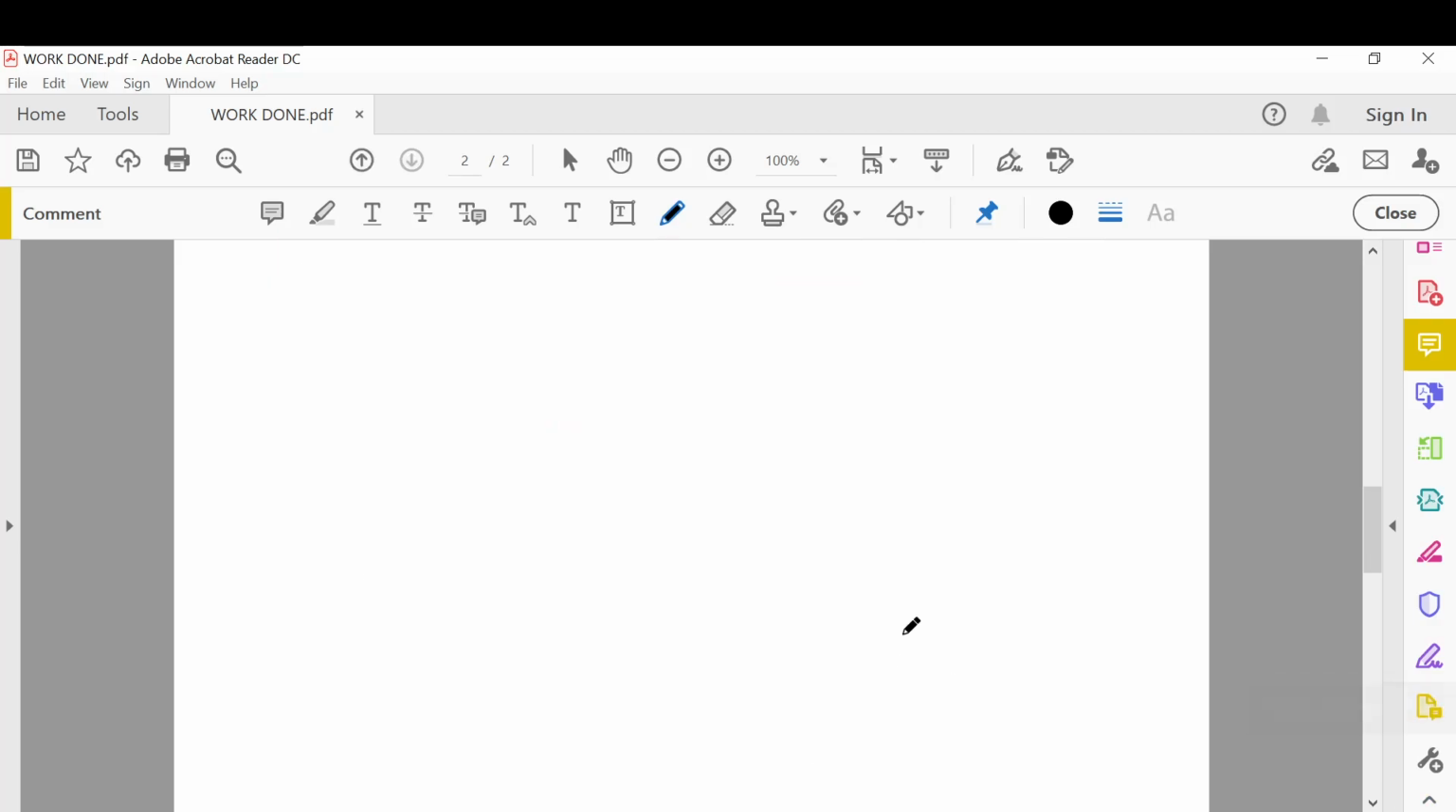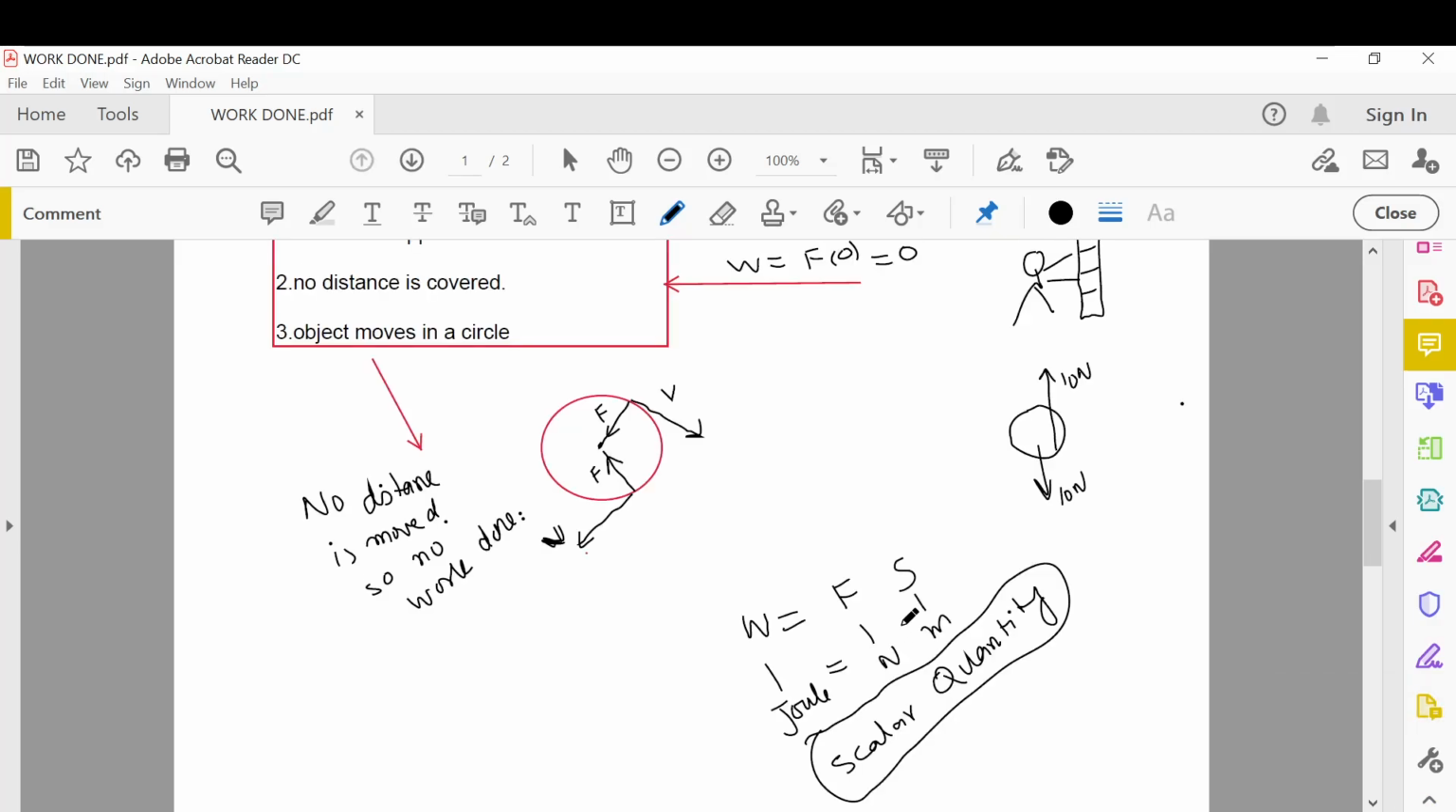And most likely, it says that when the force increases, work done increases. If force decreases, work done decreases. If the displacement increases, work done increases. If the displacement decreases, work done decreases. So that's all about work done.